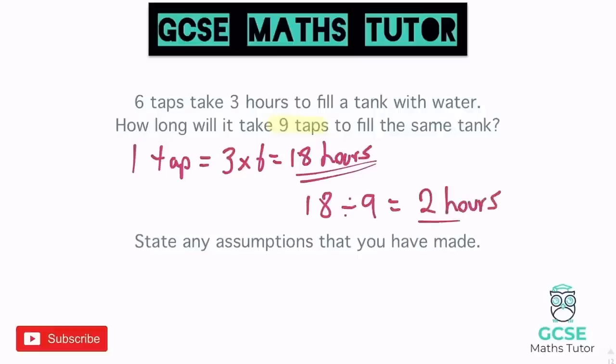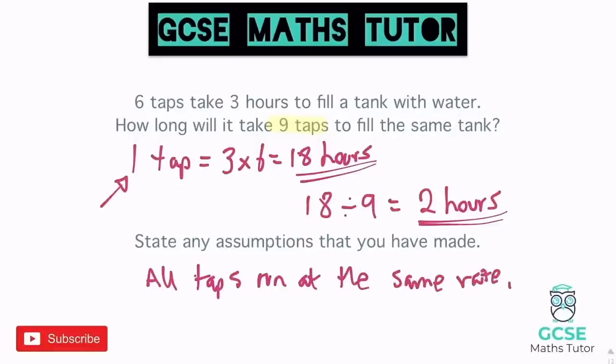So these questions are all about working out first, how long would it take 1 tap, or whatever the question is actually about normally. It says state any assumptions that you've made. Well, I've assumed here that all these taps are running at the same rate. Okay, that's my assumption. All taps run at the same rate.